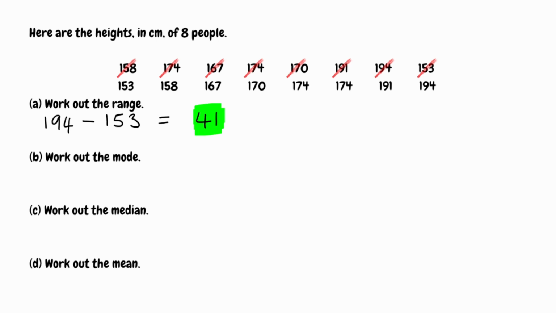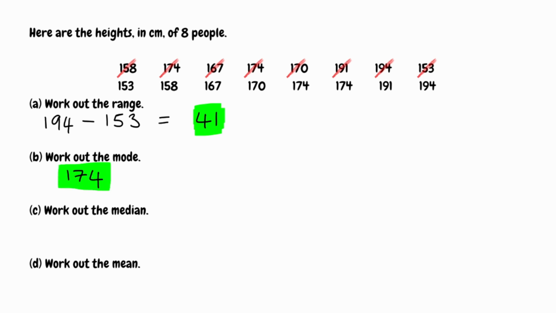Then for part B, we need to work out the mode. So which number occurs the most? Well, now that they're in order, this makes it a lot easier. We can see that the number 174 is the only number that appears twice. All the other numbers only appear once. So that means that our 174 is our mode.